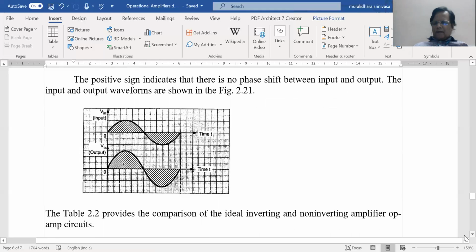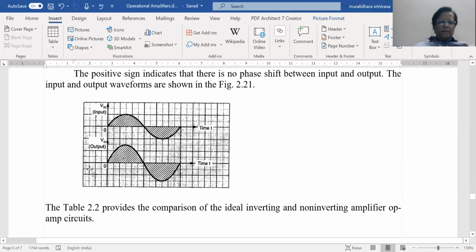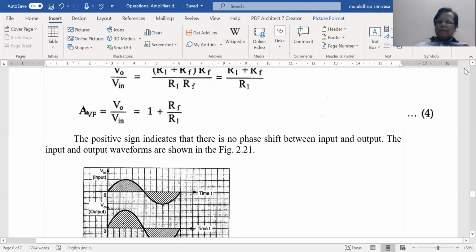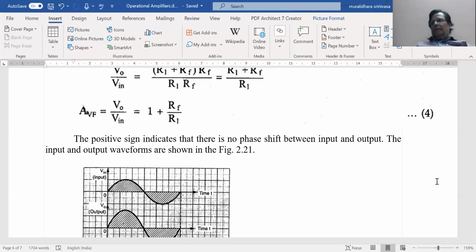Since the input was present at the non-inverting terminal, to find that the two signals, that is the input and output, they are in phase. So as far as a non-inverting amplifier is concerned, the input is given at the non-inverting terminal, the signal gets amplified but without any phase reversal.